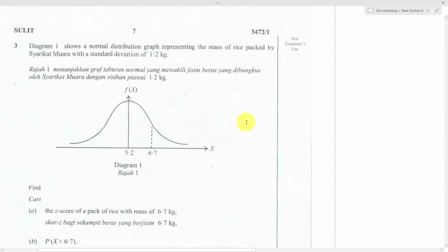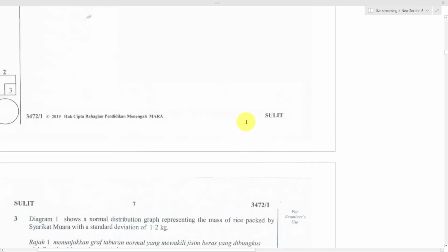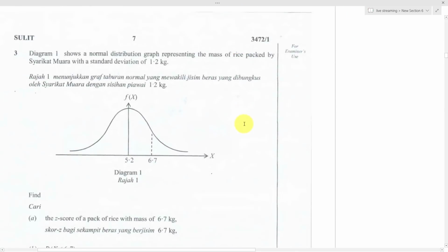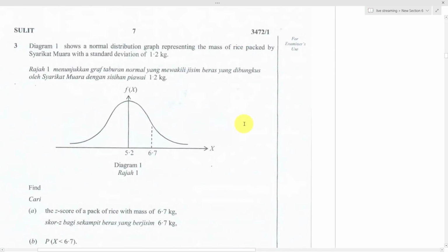Right, for question number 3 here. If you have anything you still do not understand, maybe you can watch the replay. Right, okay, for these questions, if the exam has this type of question, I would rather skip.